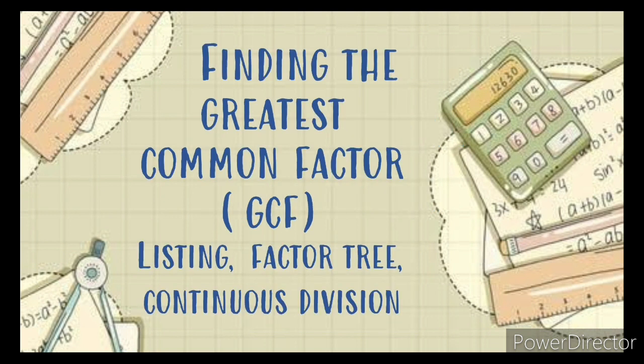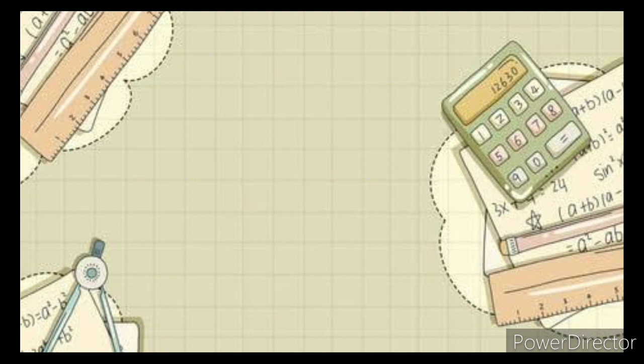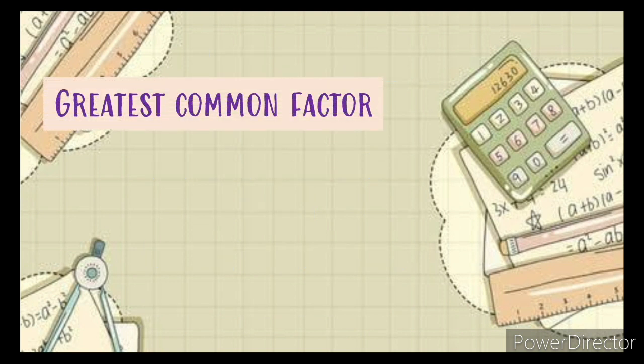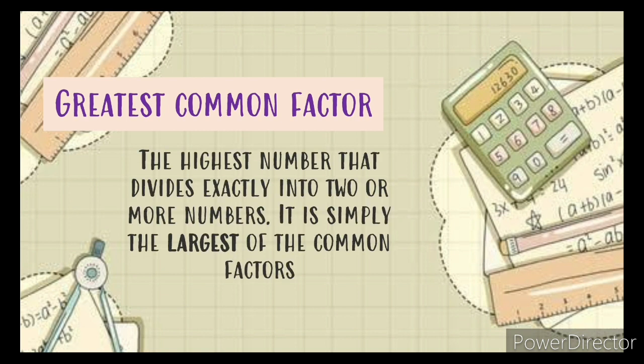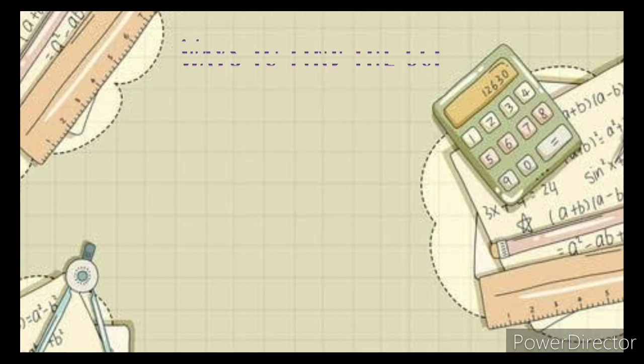So for our lesson for today, we're going to discuss finding the greatest common factor, or the GCF, using the following methods: listing, factor tree, and continuous division. The greatest common factor is the highest number that divides exactly into two or more numbers. It is simply the largest of the common factors.